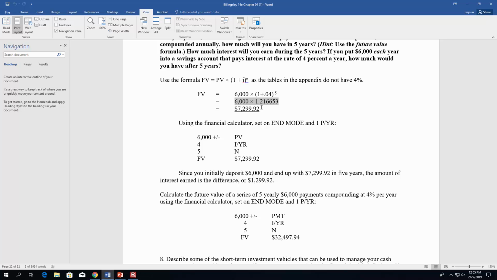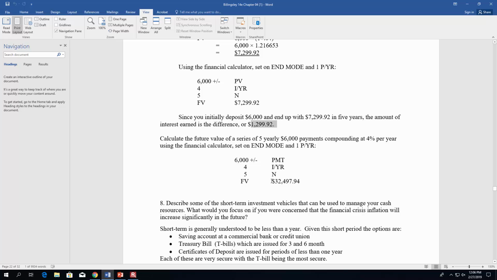And then I think the second question, they asked for 5 years, or no, I'm sorry, for 5%. Did it ask for 5%? No, it said how much will you earn during the 5 years, how much interest. I think you'll earn the $1,300, right? That's the amount of interest you earn. And then they're asking if you put $6,000 a year into your savings account, that's an annuity, what are you going to have?